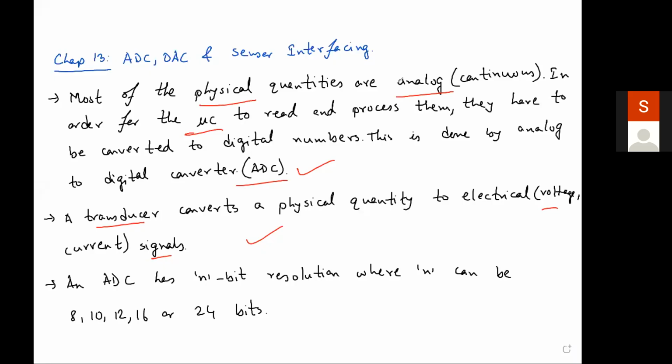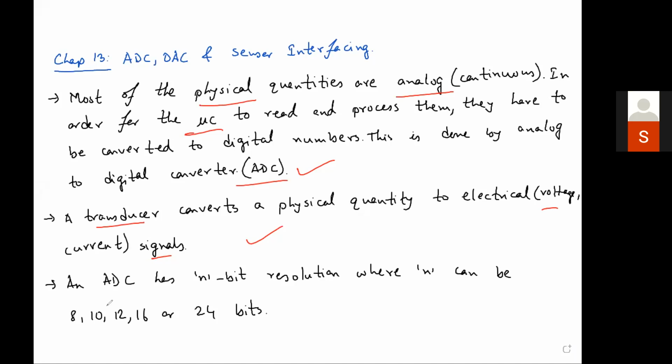All right, so as I was saying, the first two points are basically why we need an ADC. So that was the first two points. And we know that for an ADC, we also need a transducer. Now we directly go to the different points of an ADC.